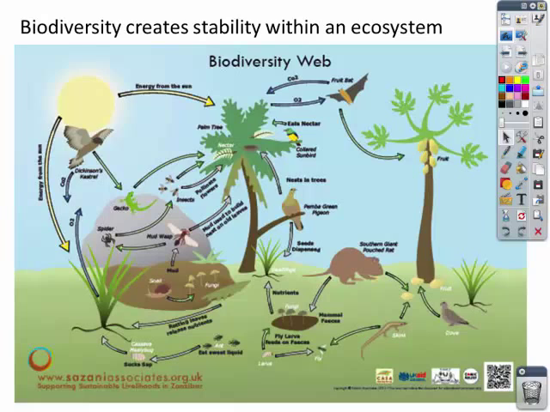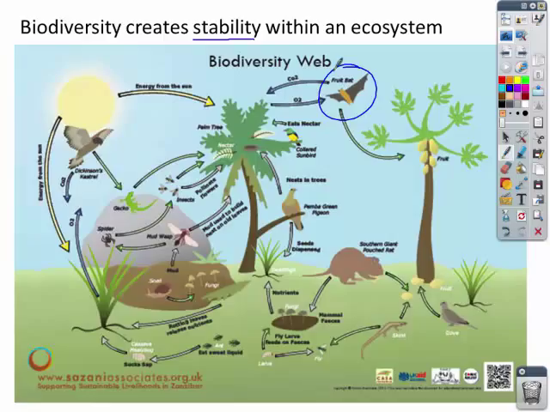So why is biodiversity important? Why should we care? The main word here is stability. Biodiversity creates stability within an ecosystem and the environment, and that goes a long way. I'll use a couple of examples here. We'll start off with the bat. In North America, we're seeing the bat population decrease, mainly because of a disease called white nose syndrome.